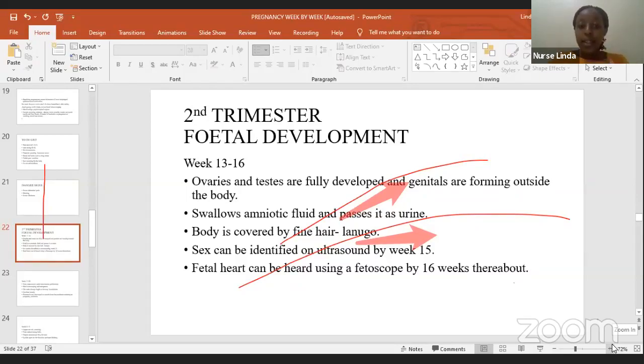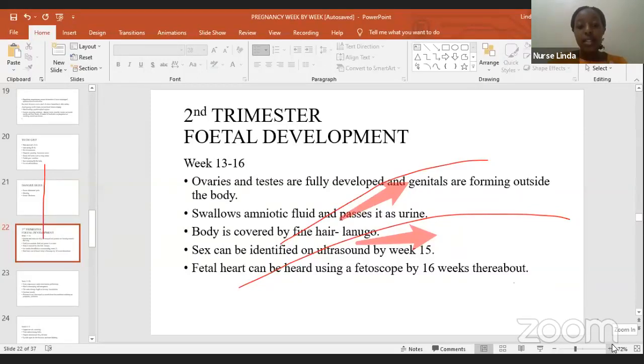At this trimester, the ovaries and the testes are fully developed, and the genitals, either the female or the male genitals, are forming outside the body. And at this point, through an ultrasound, the sex of the fetus can be determined.